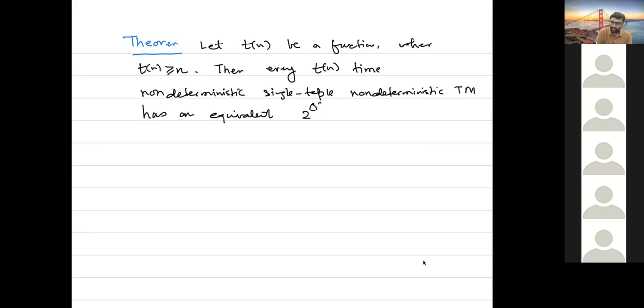has an equivalent 2 power O of T(n) time deterministic single tape Turing machine. So see the difference. If we have a multi-tape deterministic Turing machine, then simulating it with a single tape only increases the time quadratically. But if you have a single tape non-deterministic Turing machine and you convert it into a deterministic Turing machine, then the time grows exponentially. So from T(n), it goes to 2 power O of T(n).